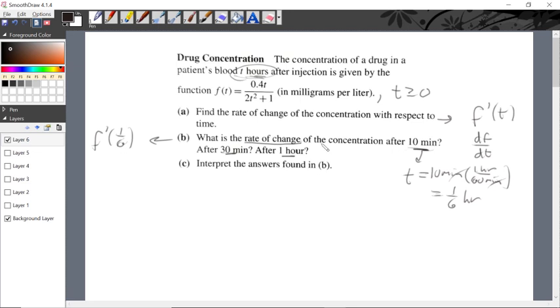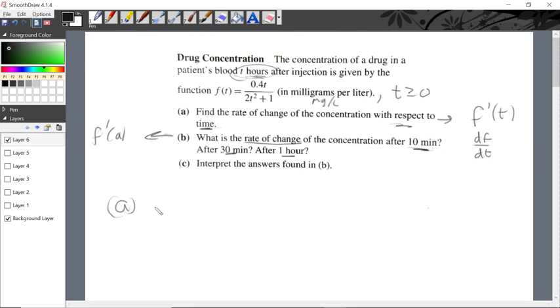How fast is the concentration changing after 10 minutes after the injection is given? And then what about after 30 minutes? After 30 minutes, t is going to equal 1/2. And after 1 hour, t is going to equal 1. All right, so in general for part B, we are finding an f prime of a for different values. In part C, interpret the answer. Instantaneous rates of change. Okay.